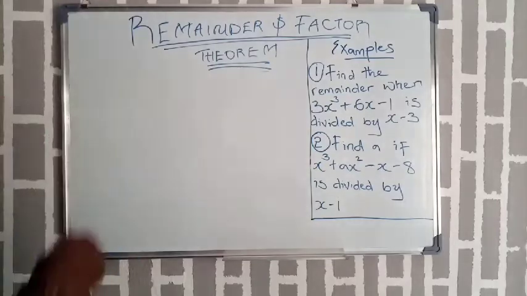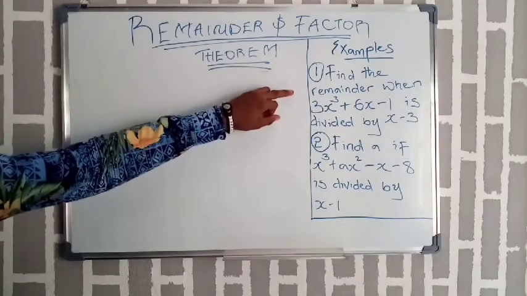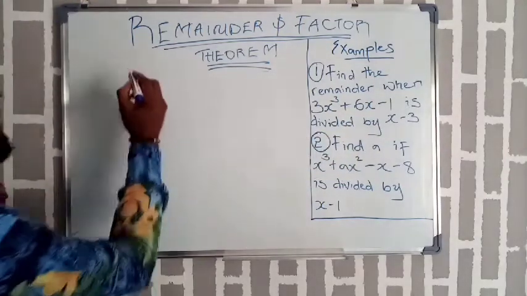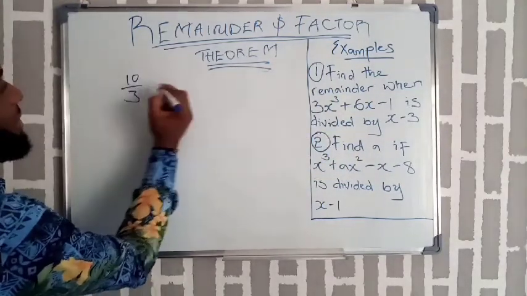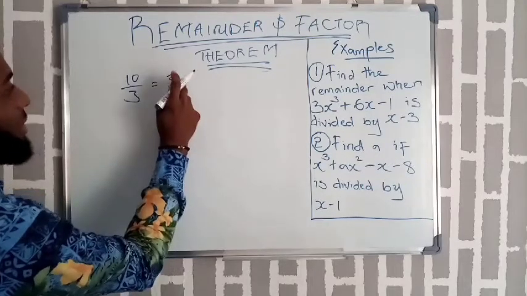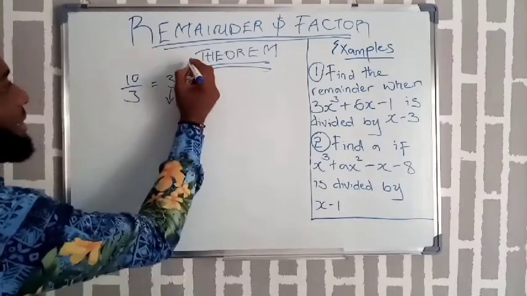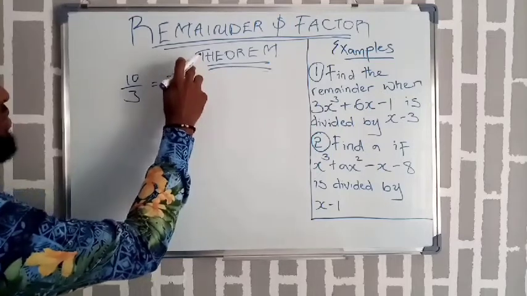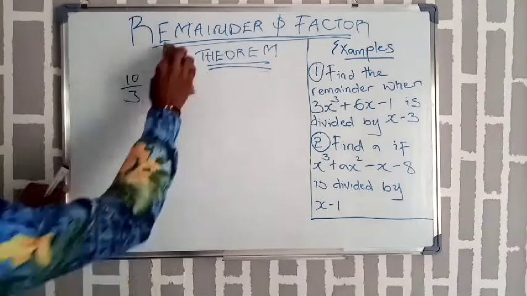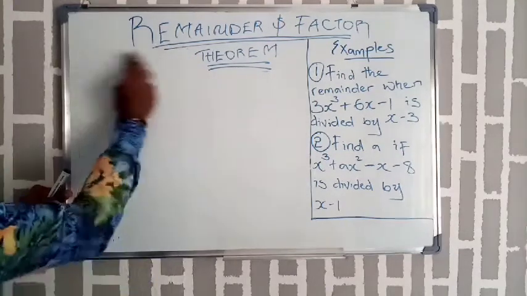The thing you're going to do is, they're asking you to find the remainder when this is divided by this. That means just like 10 over 3. This is 3, this is the quotient, you have to find the quotient. This is 1 over 3, then this is the remainder. They're asking us to find what will remain after we divide it. So I'm going to divide the same way I divided this also.